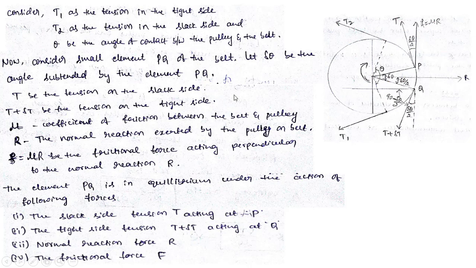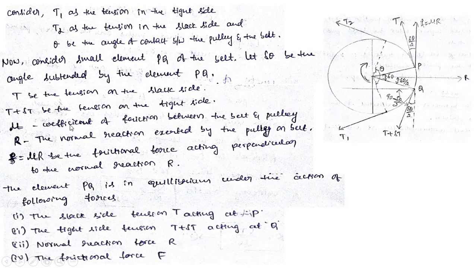Next, once you consider this, I will take the tension on the slack side for that element and the tension on the tight side for that element. So T is the tension on the slack side. Here you can see T is the tension on the slack side for this element PQ, and T plus delta T is the tension on the tight side for this element PQ. So that is the same thing I have written here. T be the tension on slack side, T plus delta T be the tension on tight side.